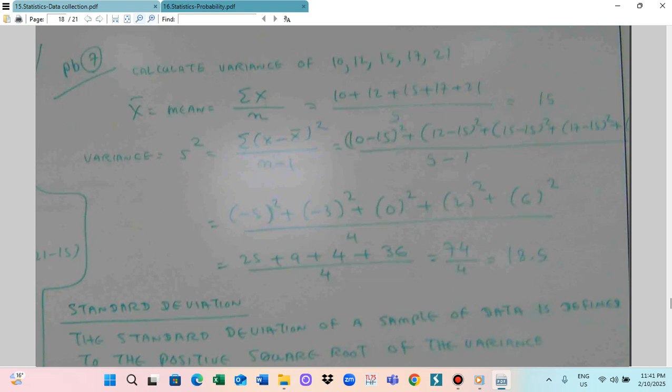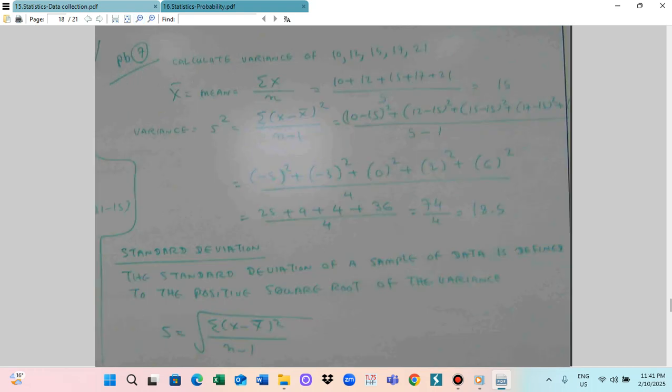Okay, firstly we have to calculate the mean. The mean, x bar, is the summation of x divided by n. Adding all the numbers, 10 plus 12 plus 15 plus 17 plus 21 divided by 5, gives 15. The mean is 15. And we also have to calculate the variance, s squared. The formula is the summation of (x minus x bar) squared divided by n minus 1.